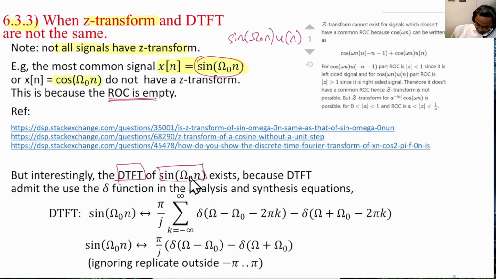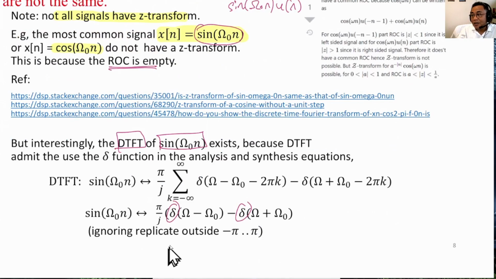And the reason is basically we are going to use the delta. We admit the use of the delta function in the representation of the DTFT and DTFS. Or I should say, we admit the use of the delta function only at the DTFT. In the DTFS, it is only at the particular frequency c_k.